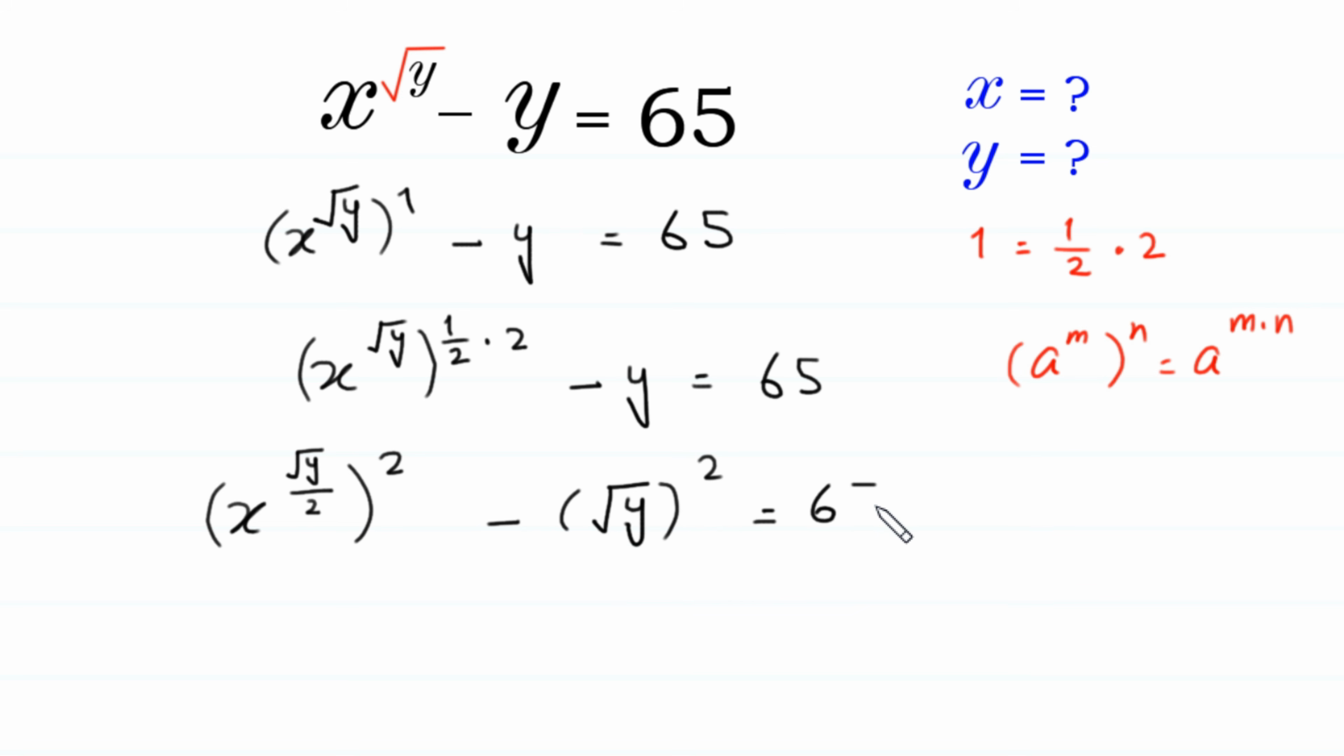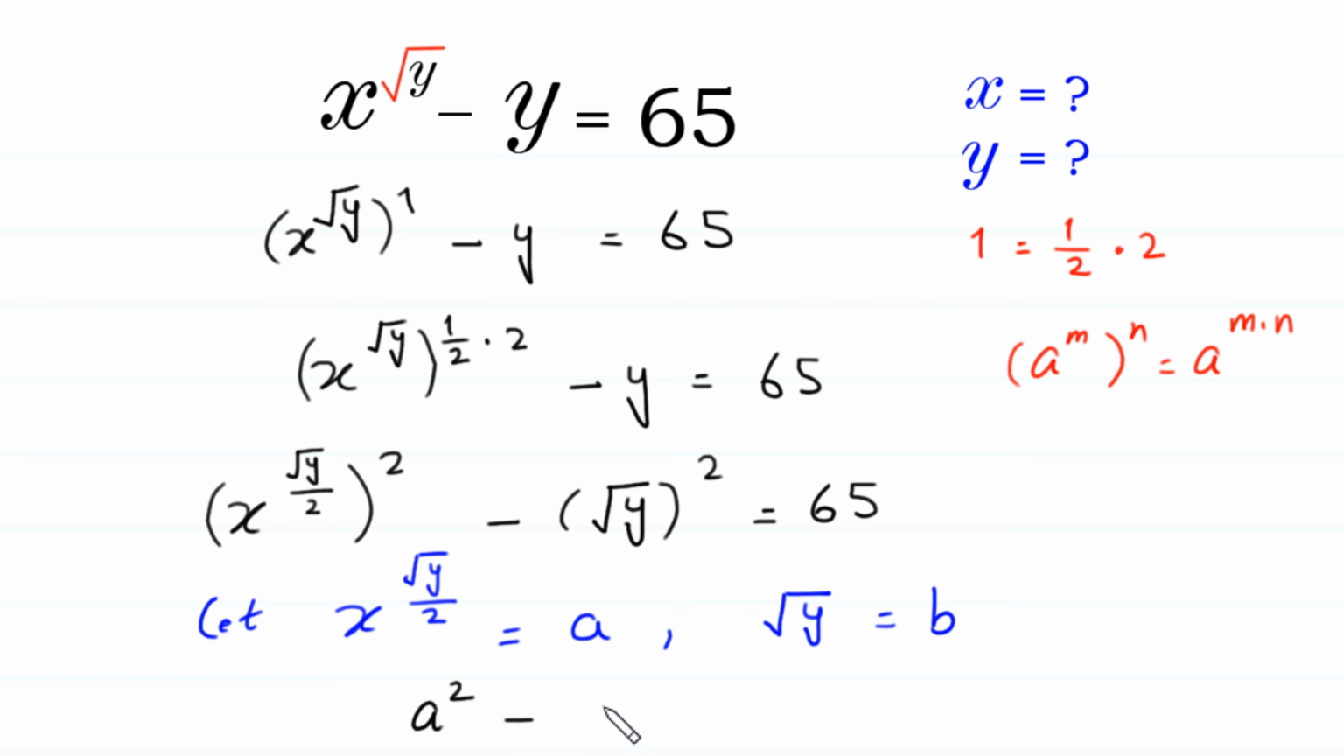Next we suppose that x to the power square root of y over 2 is equal to a, and square root of y is equal to b, and we substitute these values a and b in this equation. Then this equation becomes a squared minus b squared is equal to 65.